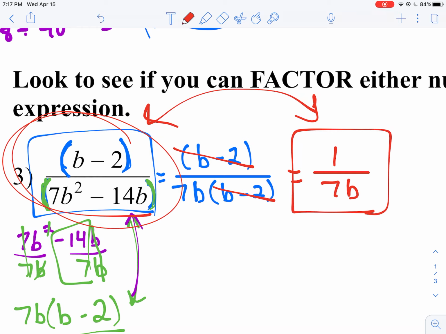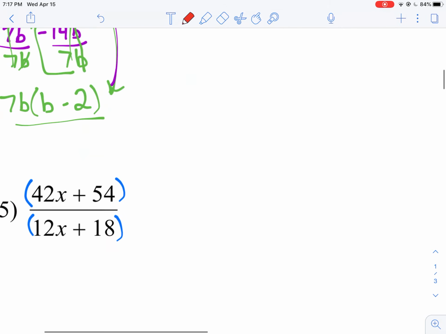If I plugged in a variable for b, if I plugged in the value 2, I would get the same answer whether I plugged it into this one or this one. This is just the simplified version. All right, let's go to the next one.